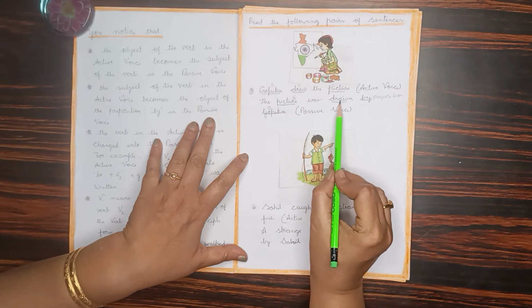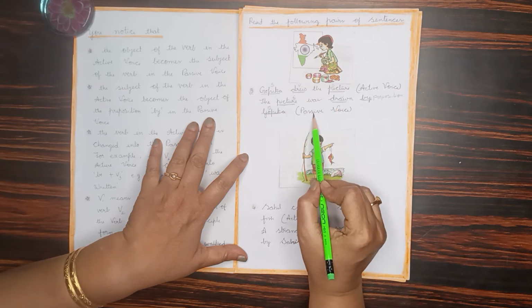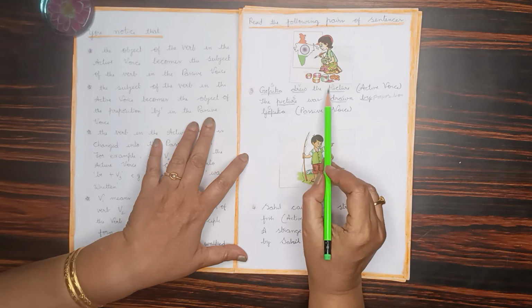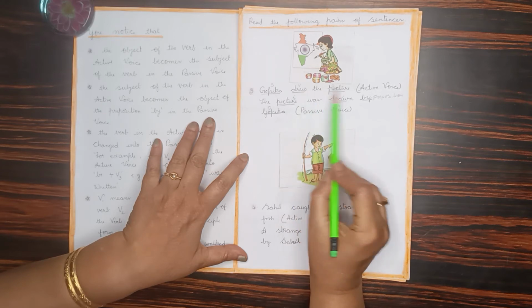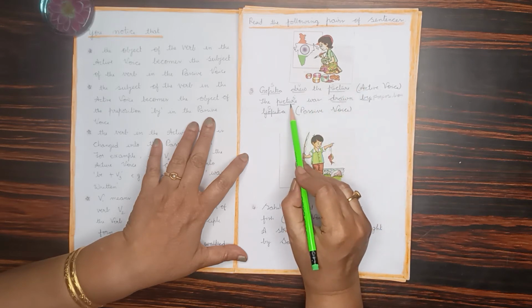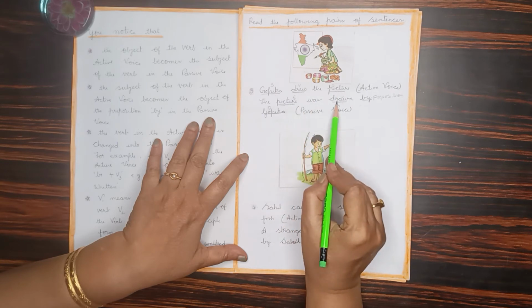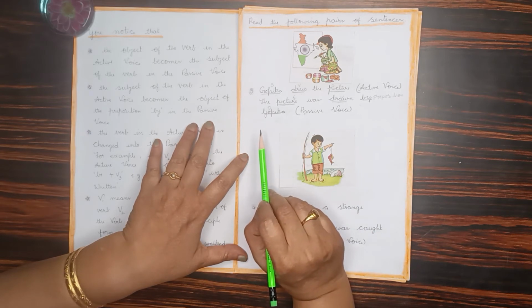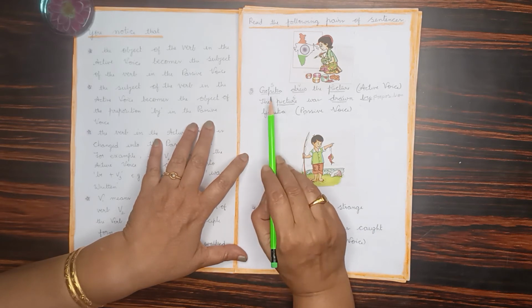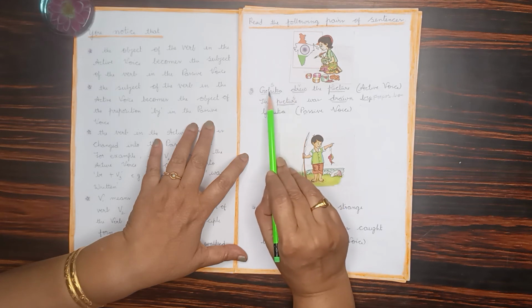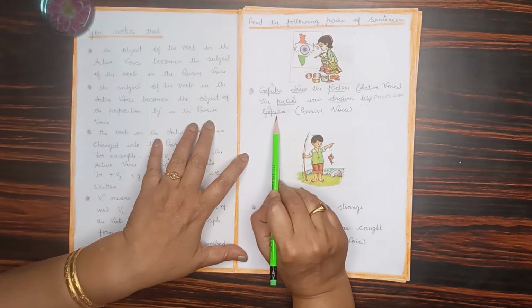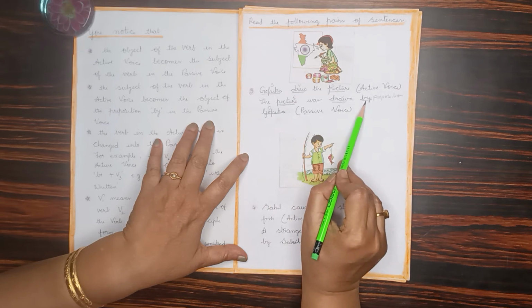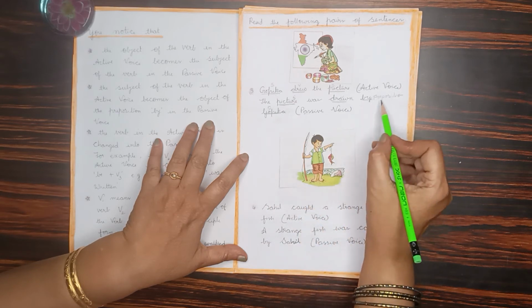Hope you all understood this one. The object of the verb in active voice becomes the subject of the verb in the passive voice. Next point. The subject of the verb in the active voice, this is the subject, this is verb, becomes the object of the preposition by. By is the preposition.